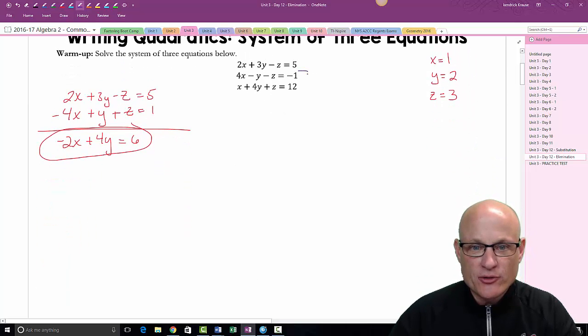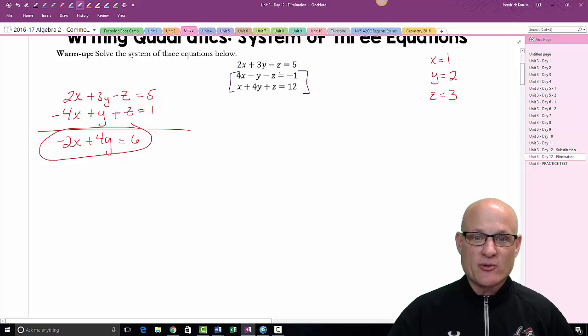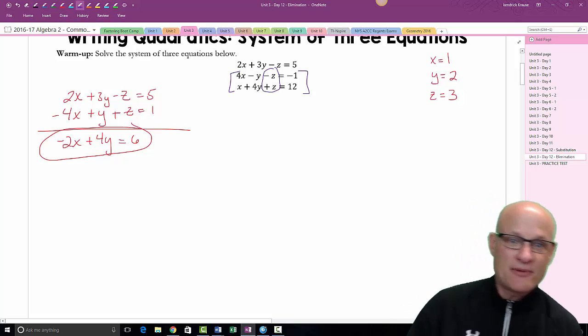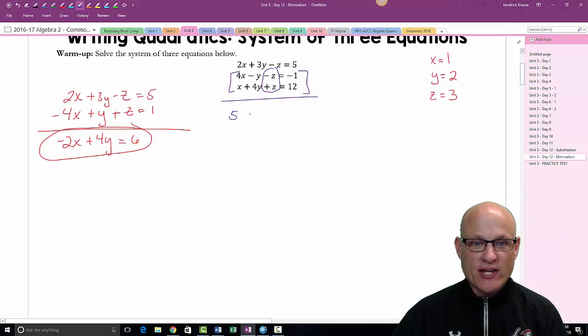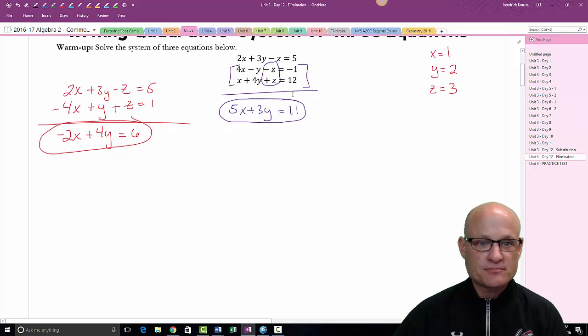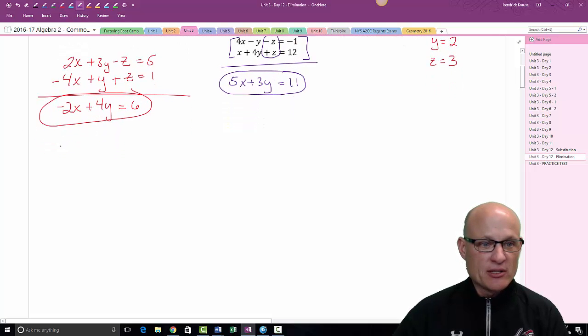All right, so now I'm going to take these two. Now these two I just have to add. I don't have to do anything because these are already opposites. So I'm just going to add them as they stand. 5x, just the second two, plus 3y equals 11. So now I'm going to take these two and do that same method, and I'm going to eliminate. So here we go. We got -2x plus 4y equals 6, and 5x plus 3y equals 11.